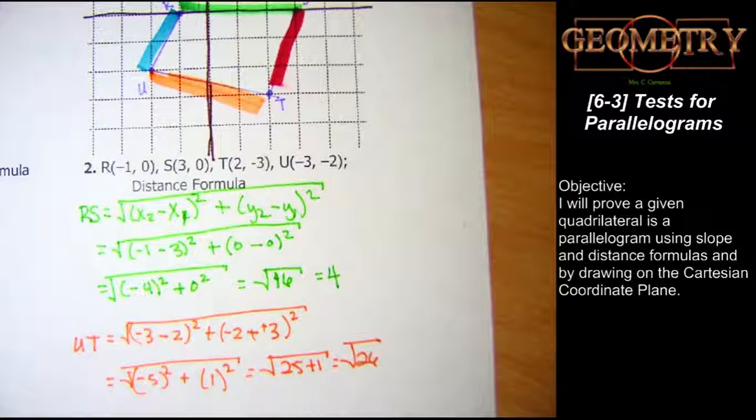Okay, are they the same? Nope, which means there's no way this thing could be a parallelogram, and I do not need to go through the hassle of checking the distance of the other pair of sides, because once I have one pair of sides not congruent, this thing isn't a parallelogram, because it has to have two pairs of sides congruent.